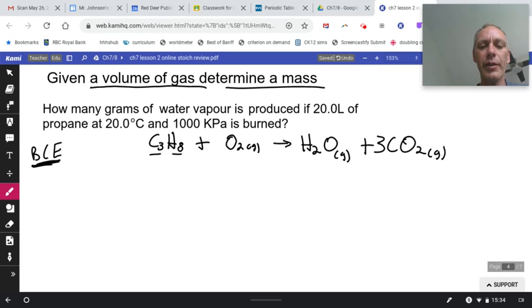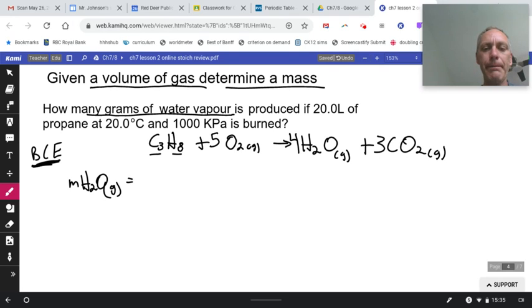3 carbon, 8 hydrogen, 8 hydrogen. 4 and 6 is 10 oxygen. 5 times 2 is 10. Okay, so there's our balanced chemical equation. How many grams of water vapor? Mass of H2O vapor. Okay, it's stoichiometry. We're trying to predict an amount of a product, so we're going to need moles.